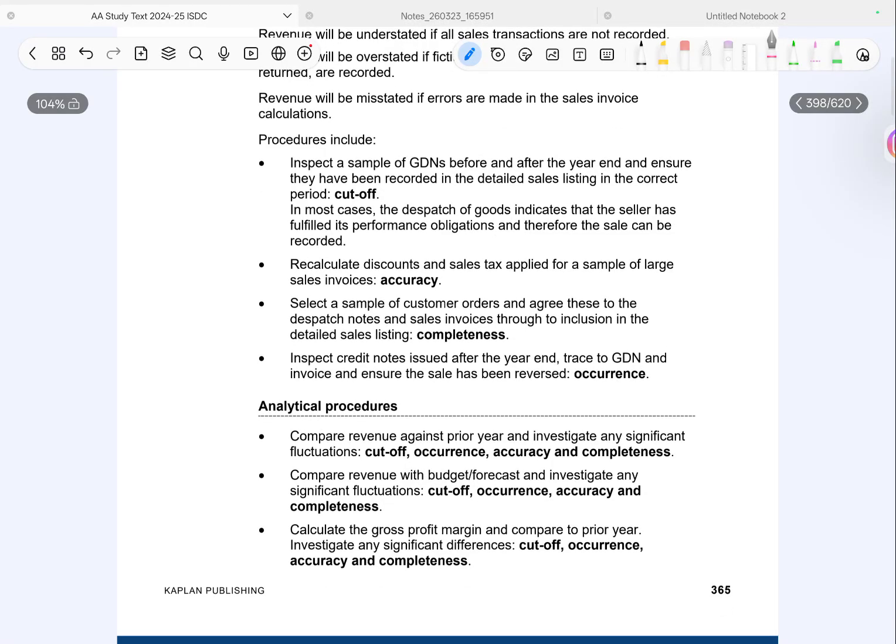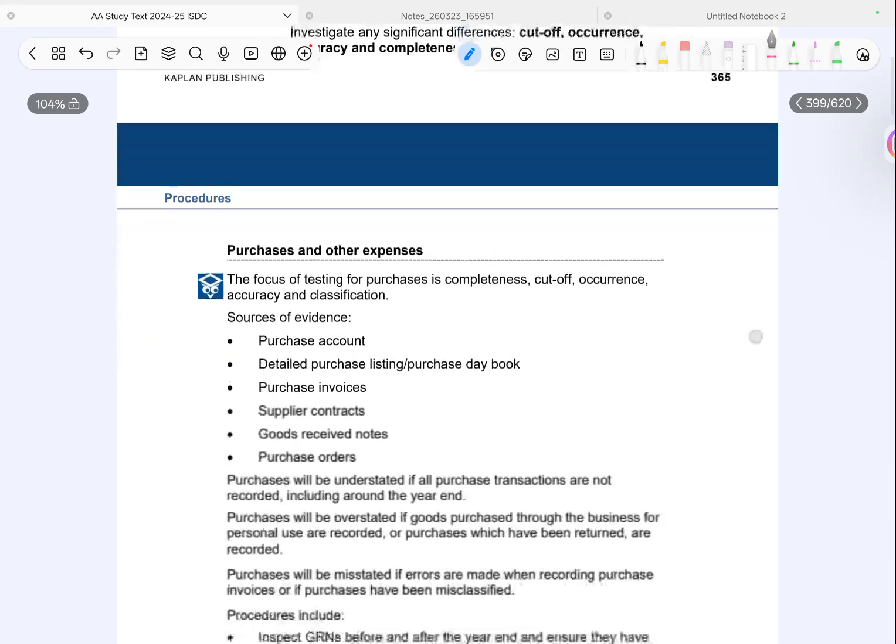Analytical procedures are also important. Revenue is compared with prior year and budgets to identify unusual movements. Gross profit margins are also reviewed to detect inconsistencies in cutoff, completeness, or accuracy. Overall, the aim is to ensure revenue is not overstated or understated and is properly recorded in the financial statements.